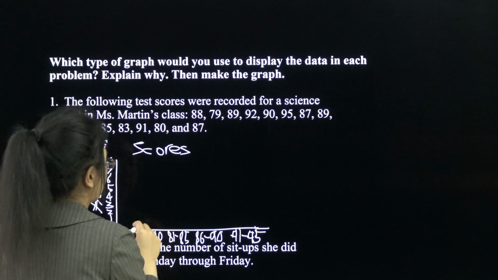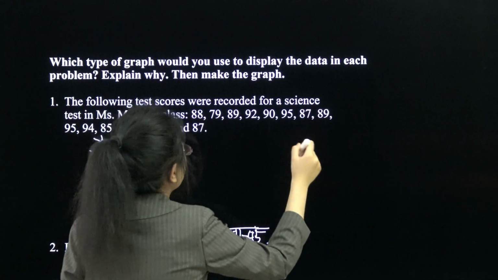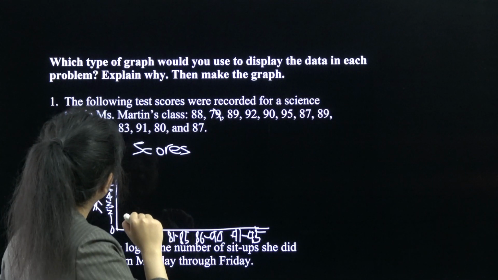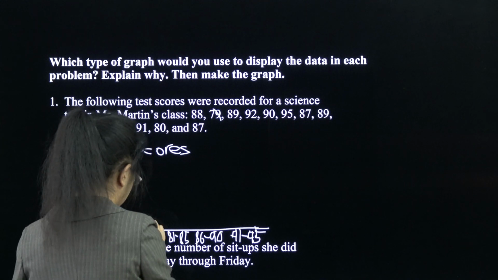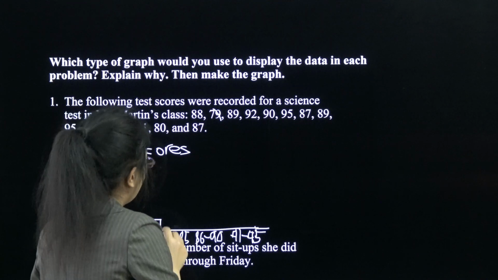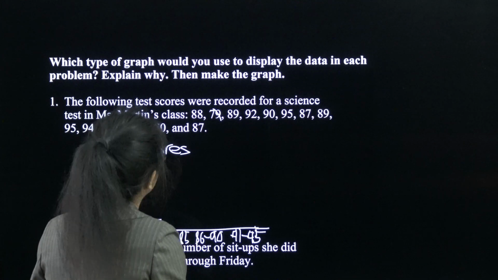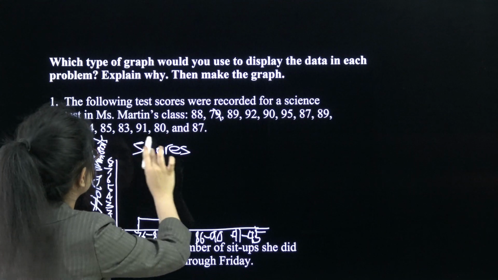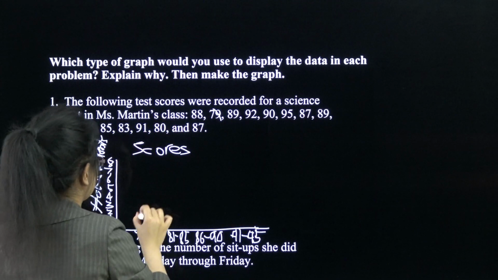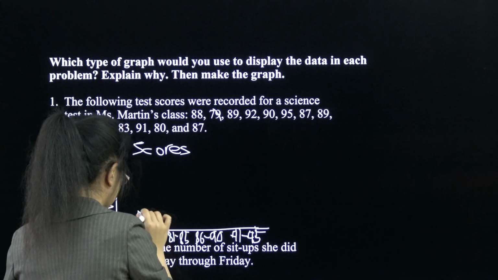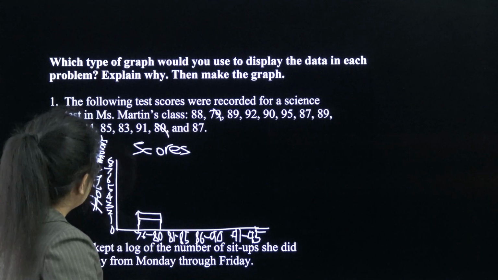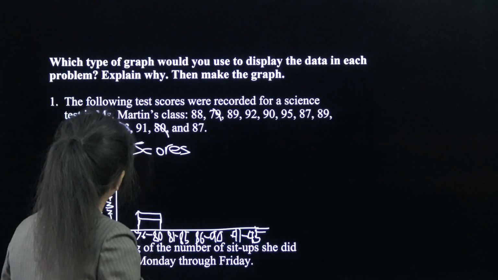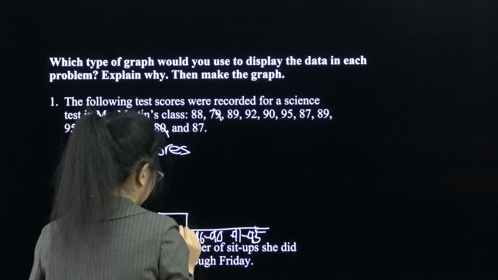Now, for 76 to 80, we have 1. Oh, wait, no, 76 to 80, we have 2, because of 80. And then 81 to 85, we have 1, 2. Yeah, that's it. Still 2.